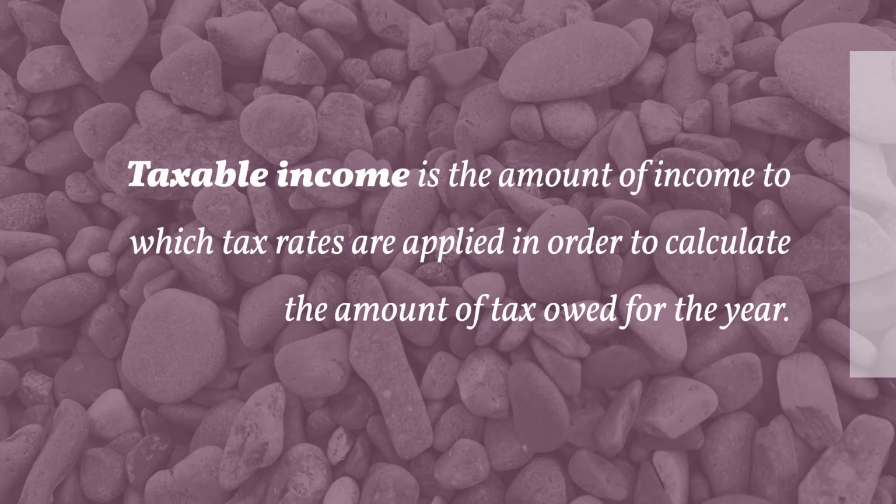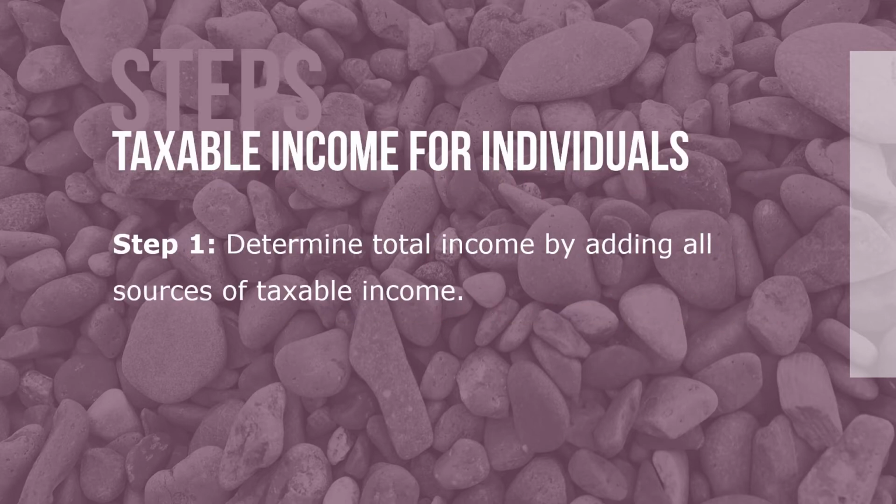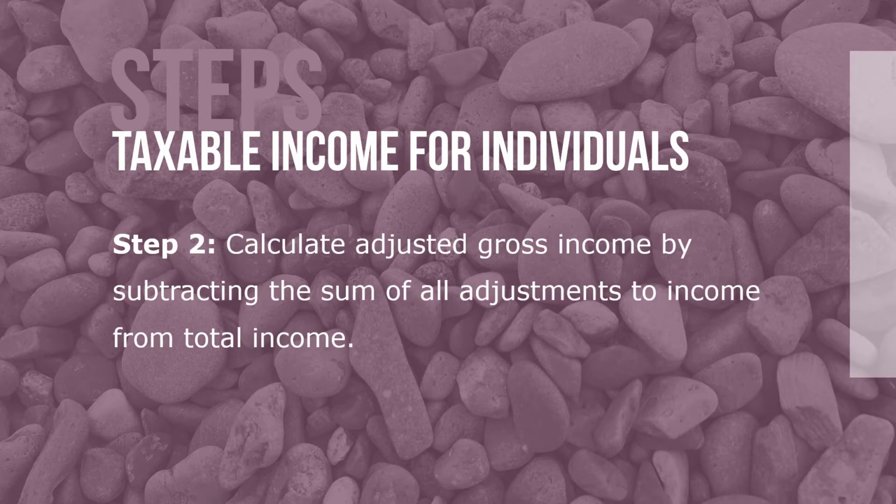Taxable income is the amount of income to which tax rates are applied in order to calculate the amount of tax owed for the year. Here are the steps to calculating taxable income for individuals. Step 1. Determine total income by adding all sources of taxable income. Step 2. Calculate adjusted gross income by subtracting the sum of all adjustments to income from total income.